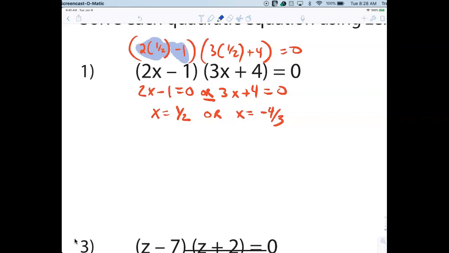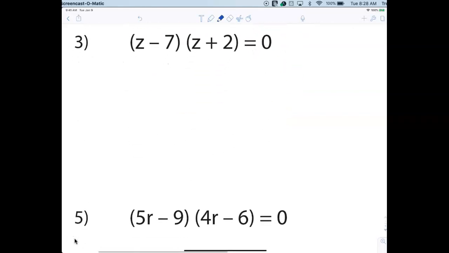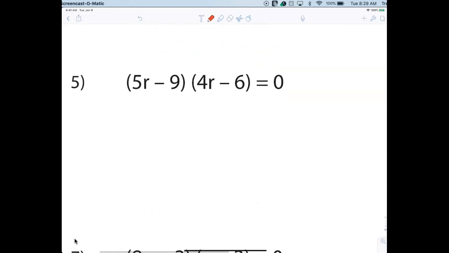So let's look at number 2. Here, we're going to write it, but then in the future, I'm just going to say, just tell me what the answer is, because I want you to get used to it. So we would say what? Z minus 7 equals 0, or Z plus 2 equals 0. So Z could equal what? 7 or negative 2. Is everybody with me? All right, so let's go to the next one.